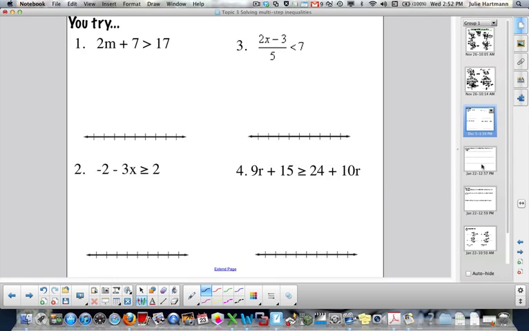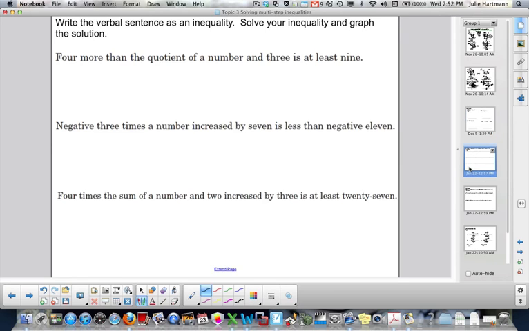We now need to write some verbal sentences. So these ones is just doing the same thing. 4 more than the quotient of a number and 3 is at least, so at least means greater than or equal to 9. So 4 more than the quotient of a number and 3, so that's quotient means divide. 4 more than that means plus 4. And then you have to solve it.